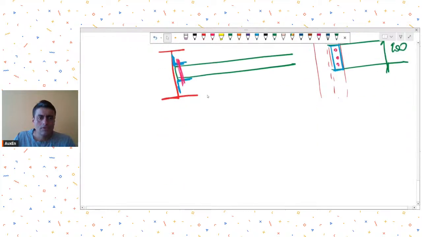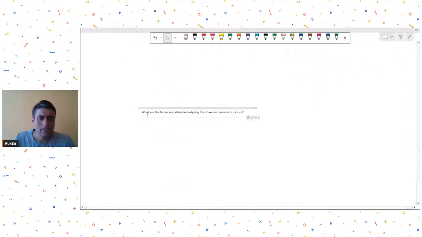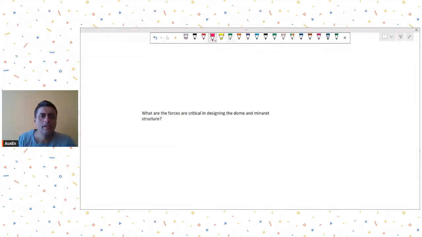The next query is from Engineer Venkatesh, and he is asking what are the forces that are critical in designing domes and minarets. So I have never done domes or minarets myself, but in domes, as you all know, the radial stresses and the meridional stresses are important.